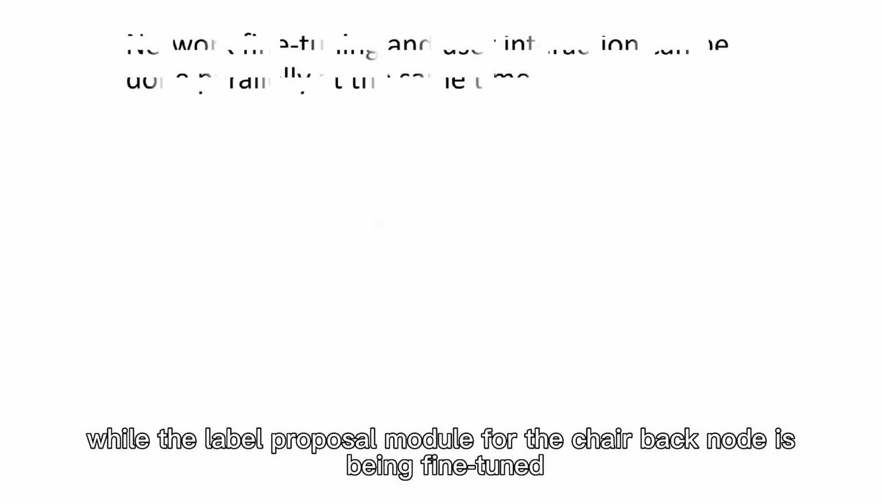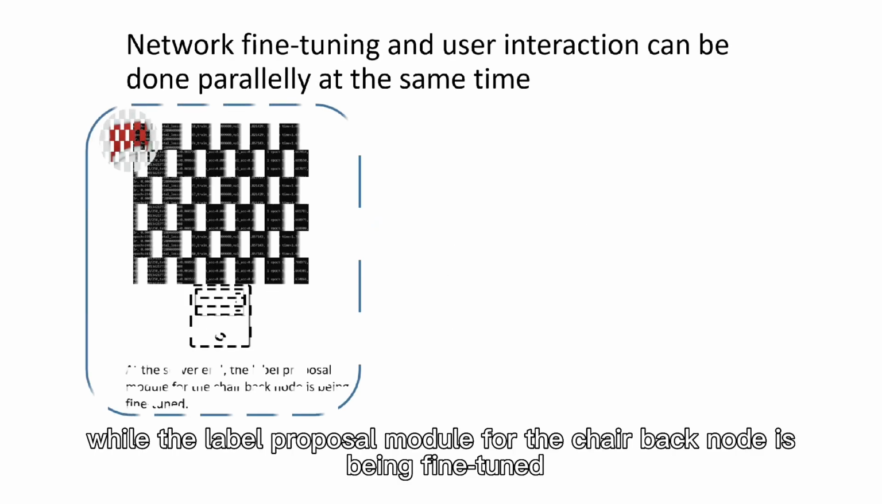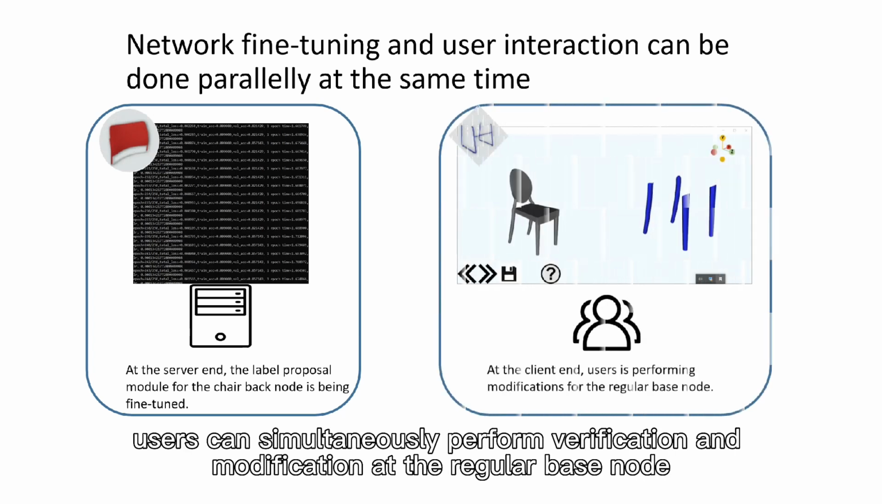For example, while the label proposal module for the chair back node is being fine-tuned, users can simultaneously perform verification and modification at the regular base node.